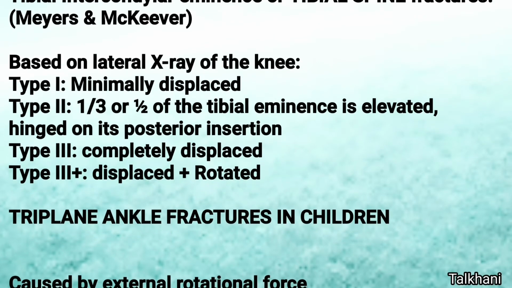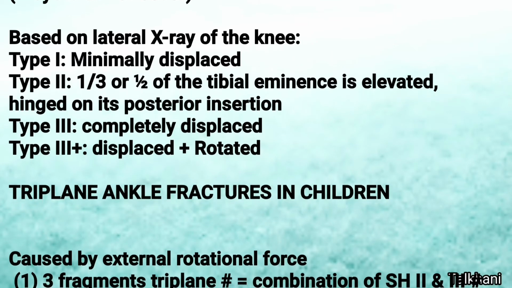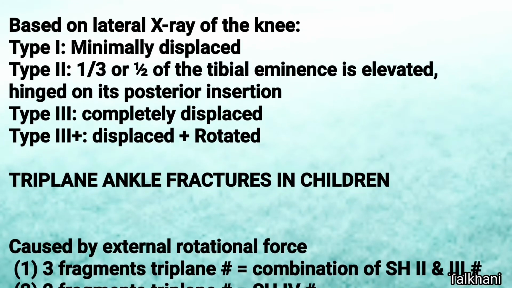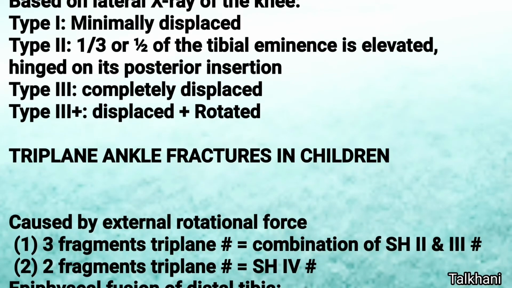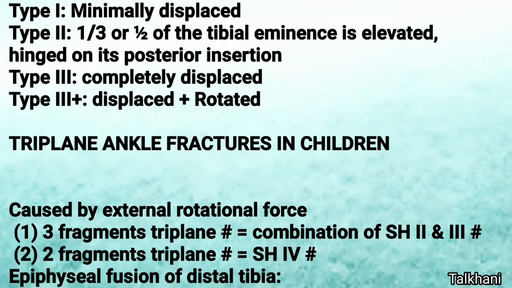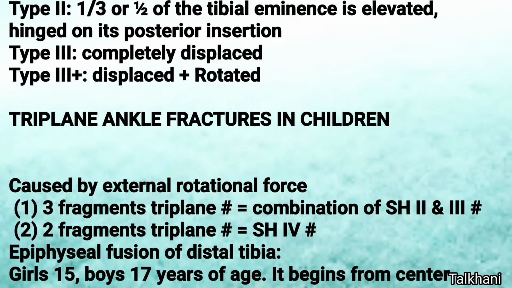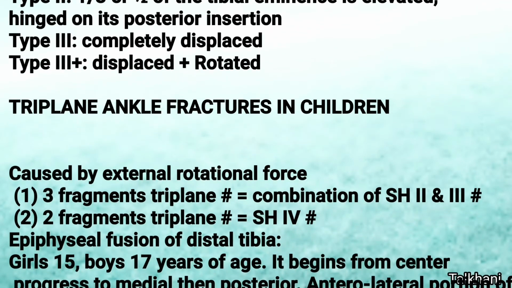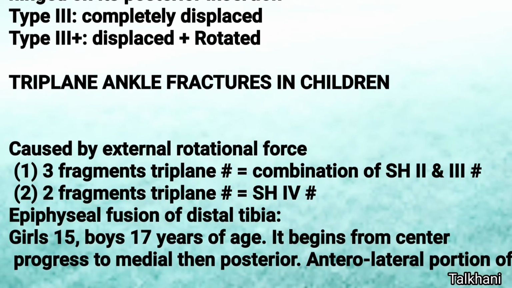Triplane ankle fracture in children is caused by external rotation force in a partially fused lower tibial physis. Triplane fracture can be a 3-fragment triplane fracture, which is a combination of Salter-Harris 2 and 3 fracture, or a 2-fragment triplane fracture, which is a Salter-Harris 4 injury.